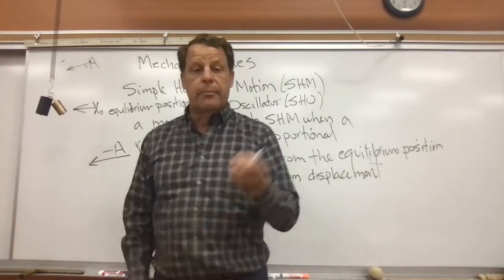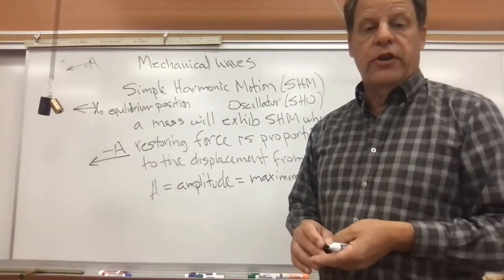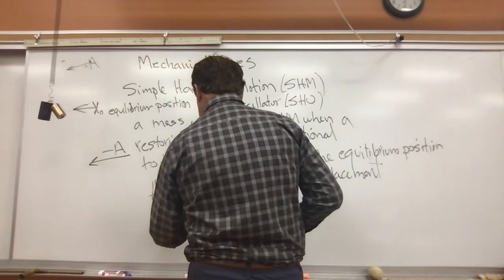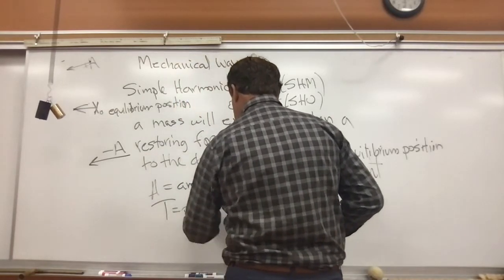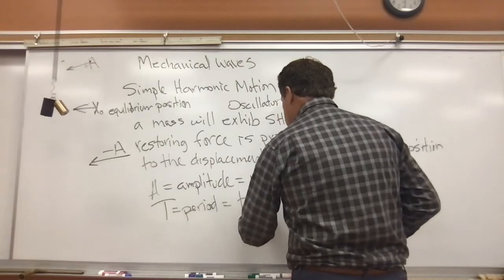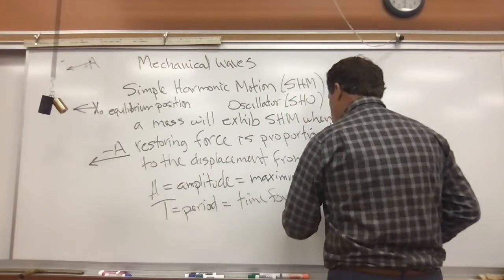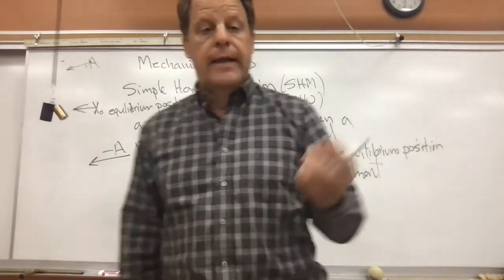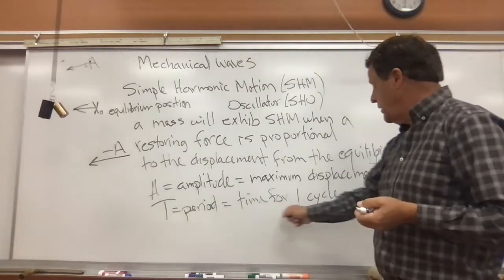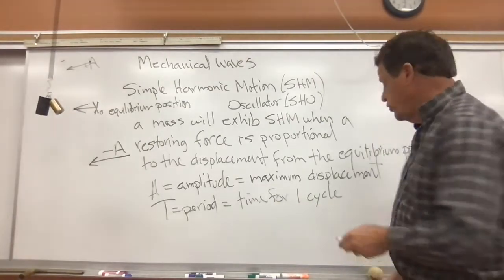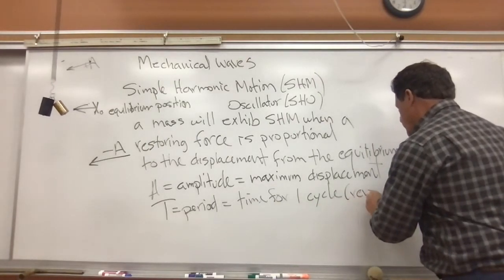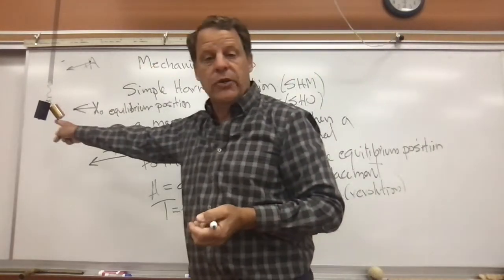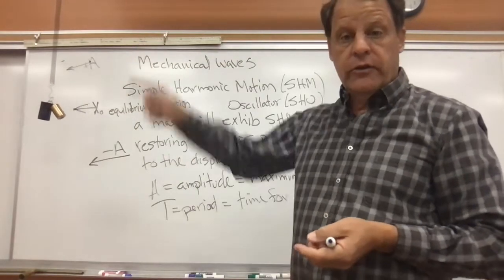Okay, and a couple other definitions here. The period, capital T, would equal the time for one cycle. It is the time for one cycle. Now, you guys might also think of this, the period, as the time for one revolution, which, strictly speaking, is not correct for this, because this is going up and down.